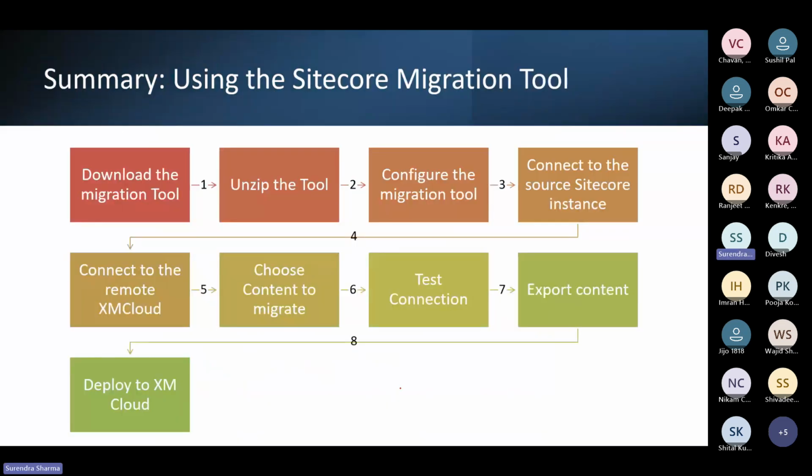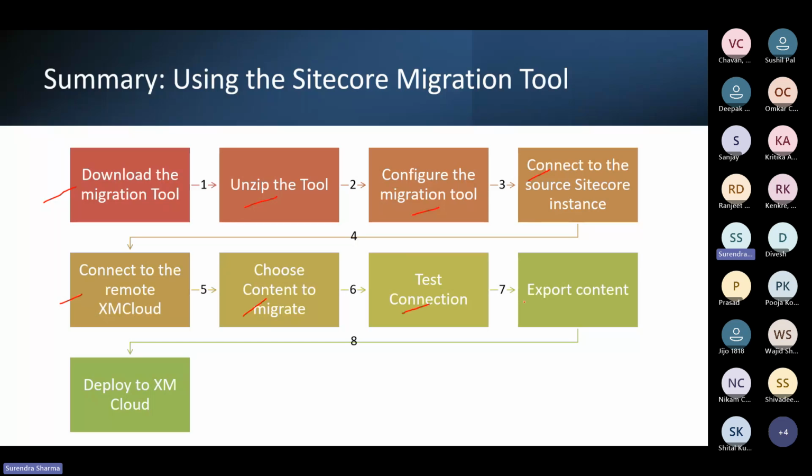So if I have to summarize this migration tool, first you have to download it through the dev portal of Sitecore, unzip it, and configure it. It has the configuration file as well. Then you have to connect it with your local Sitecore instance, and connect it with your remote XM Cloud environment by providing the environment ID and the CM environment details with your client ID and client secret. You have to choose what content you want to migrate, whether you want the content, media library, layout, or the template.